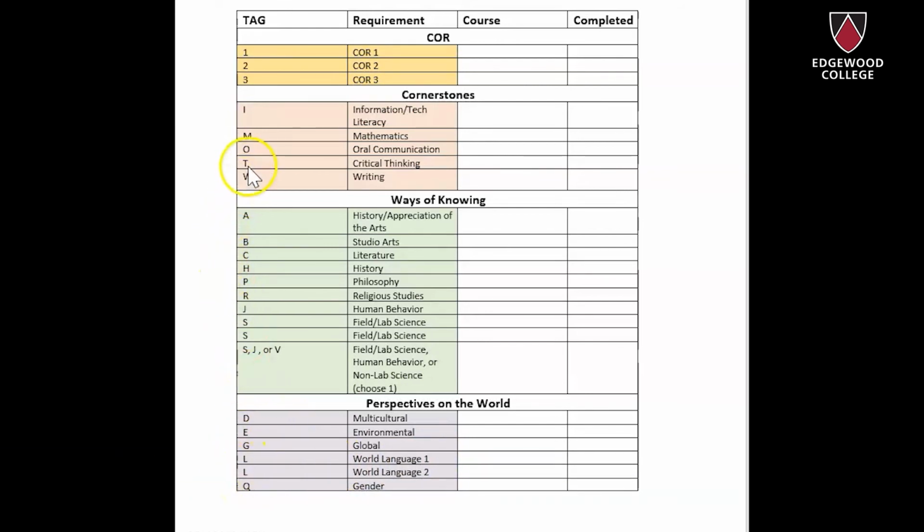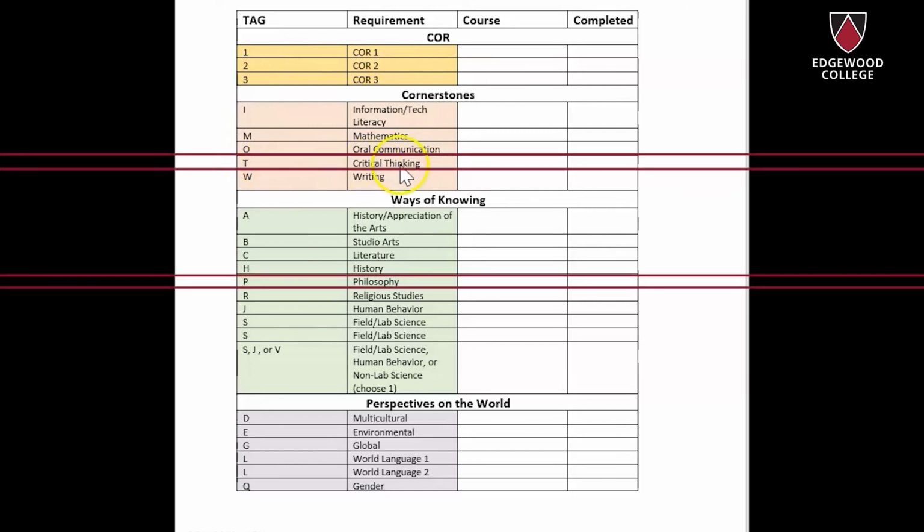Another thing I wanted to point out real quick is that here at Edgewood we have 2 different philosophy classes that we need to have you take. The first one that you'll take is this T tag, which we just talked about, and that's critical thinking. And then after that, you'll take the P tag, and that is philosophy.